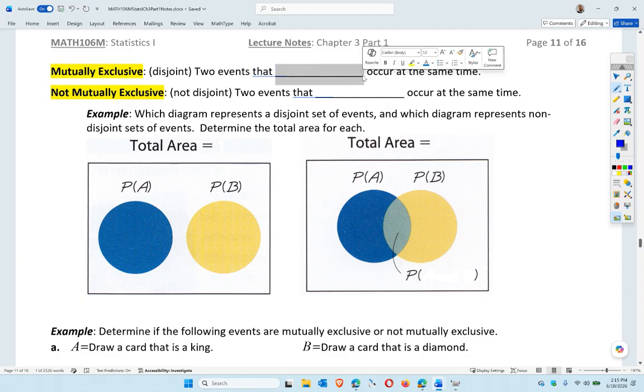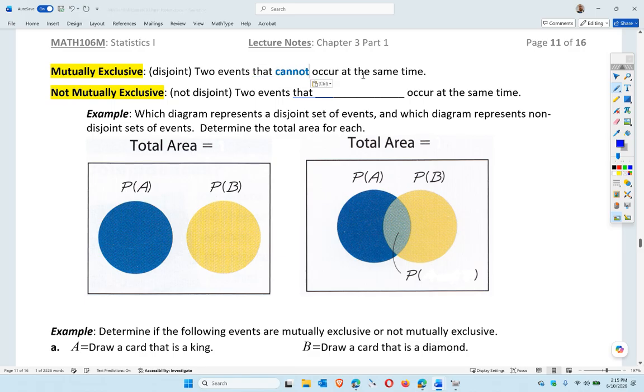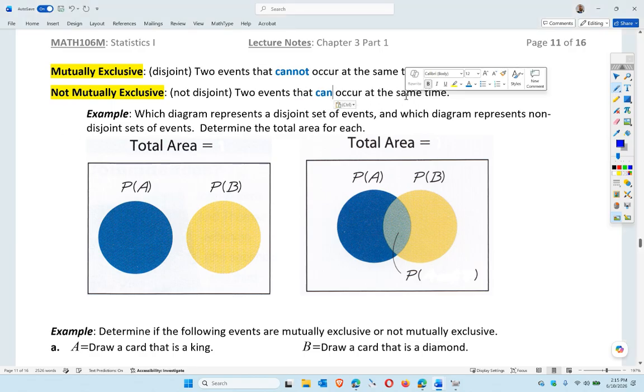So two events that cannot occur at the same time are mutually exclusive. If they can occur at the same time, they're not mutually exclusive. Meaning you can be two of the same thing at the same time, right? So you can be tall and good looking at the same time. So those are not mutually exclusive, right?